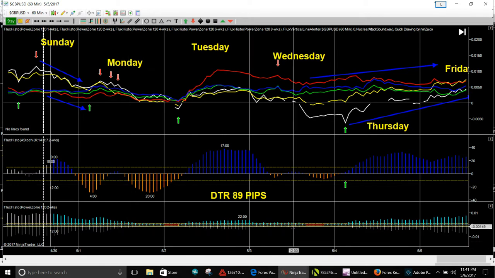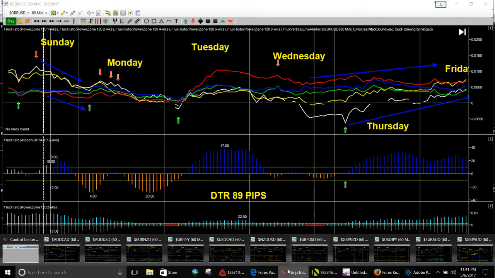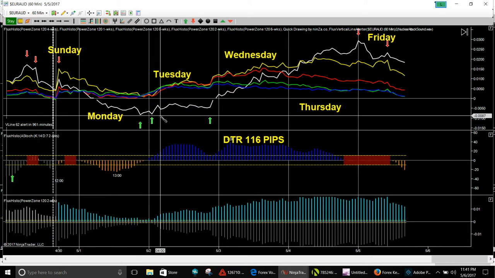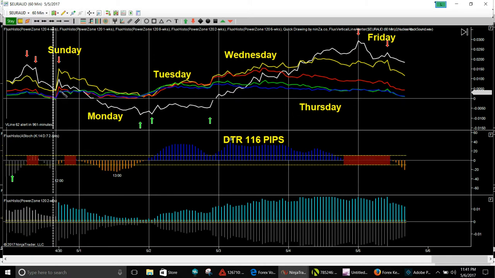All right, next up is going to be the Euro Australian. This thing was to the moon last week. So this Euro Australian is going to come in. It's going to go up when the market opens. You know, you get that big spike. So it looks like it's going to spike up. Then it's going to retrace back down. Now, we shall see how this goes.